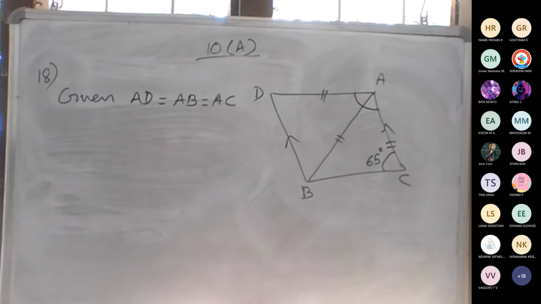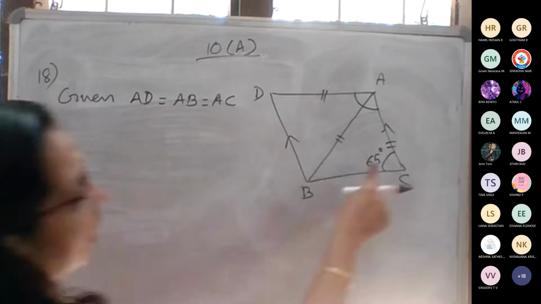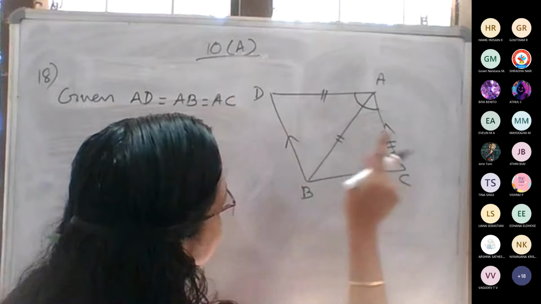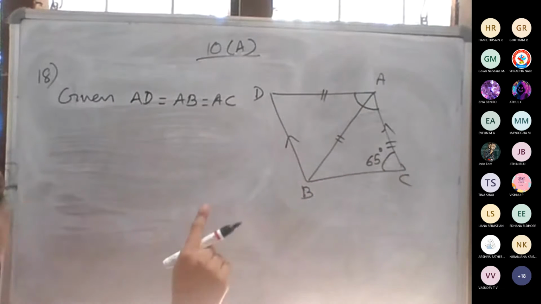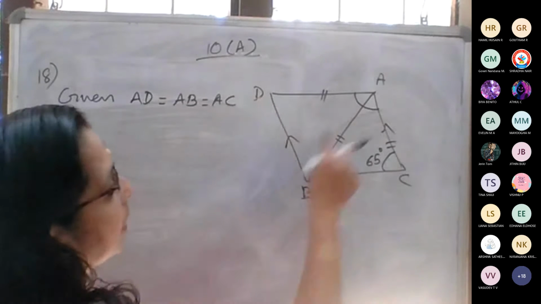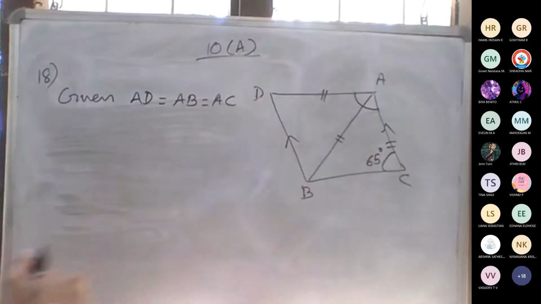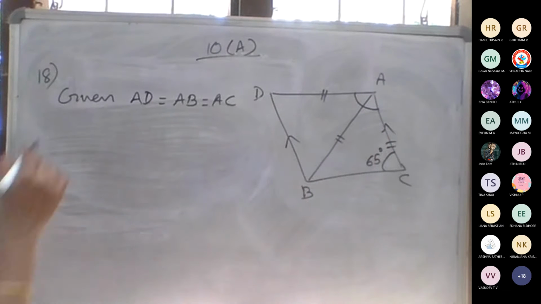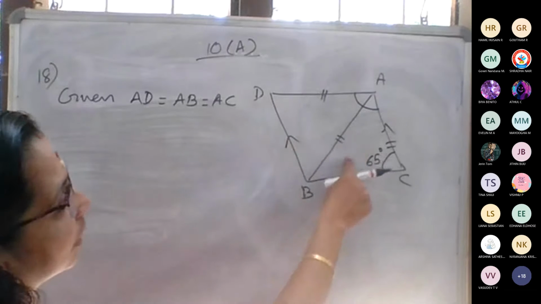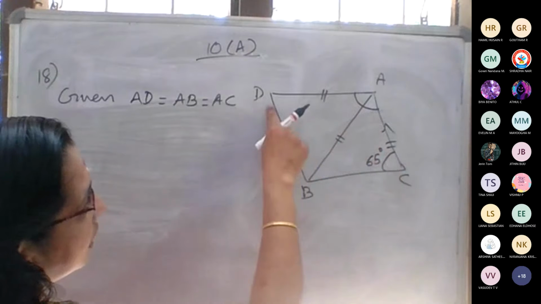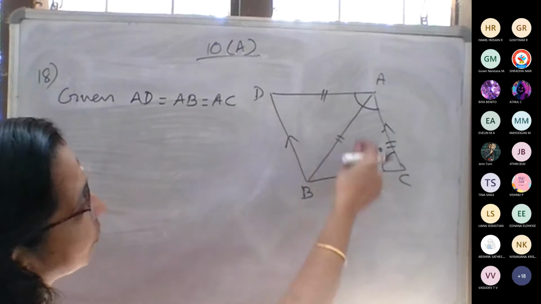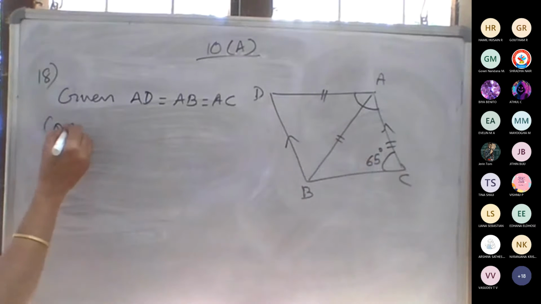How can we do it? Which triangle do we have to consider? That you have to understand: DBA or ABC. We have to start from the triangle where we have values. So we consider only ABC. We can't consider ABD, why? We don't have the value there. So consider triangle ABC.